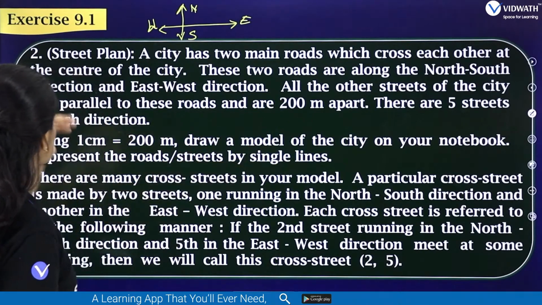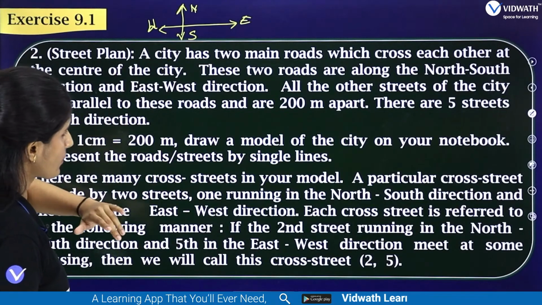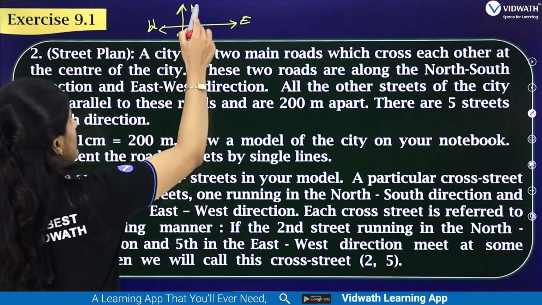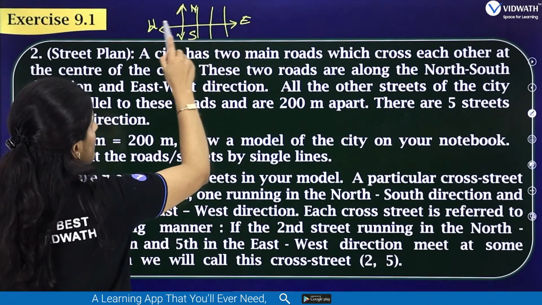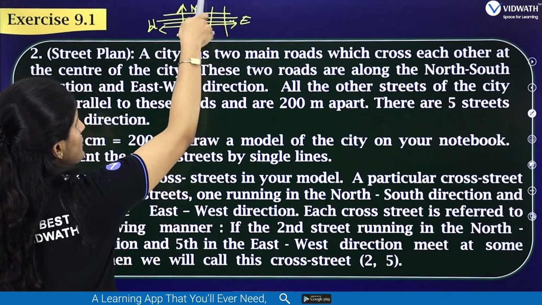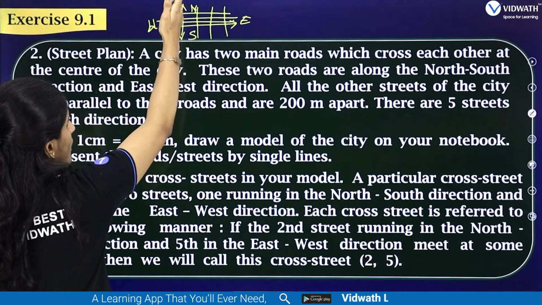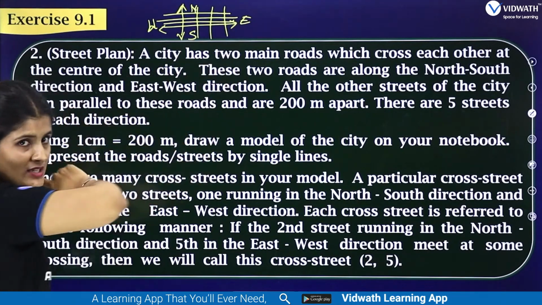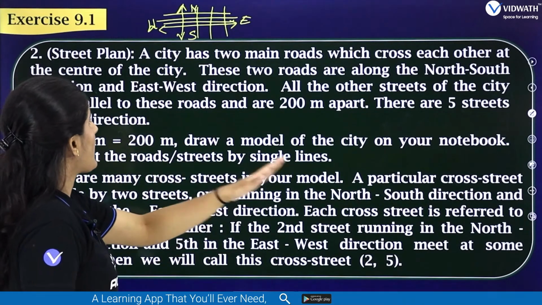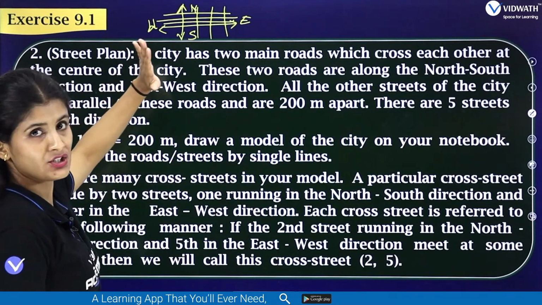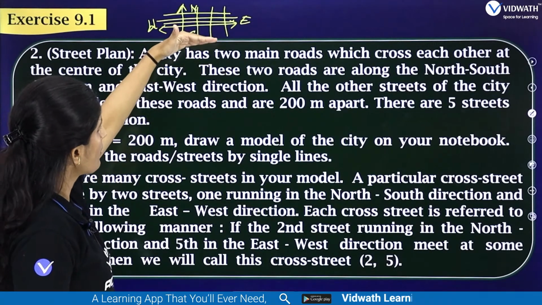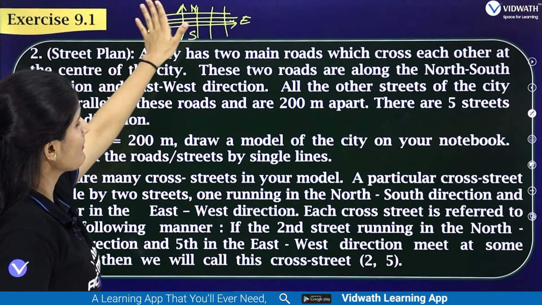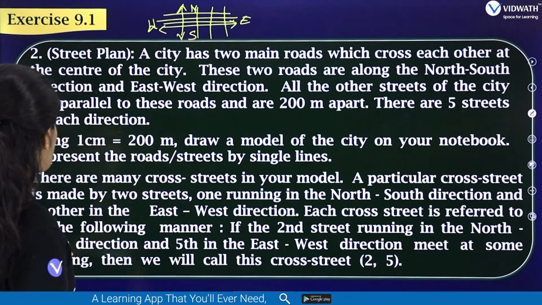All the other streets of the city run parallel to these roads and are 200 meters apart. So all other roads are parallel to both of these roads. There are some streets parallel to the north-south road, and there are streets parallel to the east-west road. There are 5 streets in each direction: 5 parallel streets in the north-south direction, 5 parallel streets in the east-west direction.